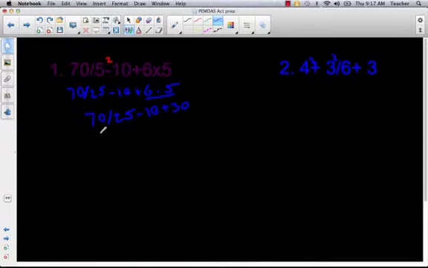And then we're going to go ahead and do our division. So 70 divided by 25, I believe, is 2.8, minus 10 plus 30. So you do 2.8 minus 10, it'll get you a negative number, and I believe your answer will be 22.8.